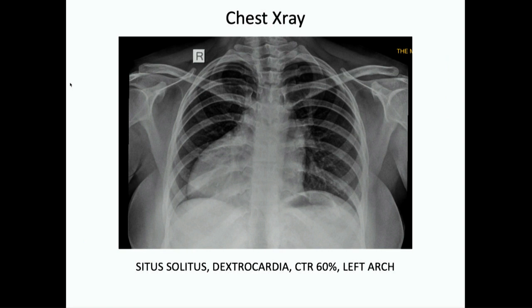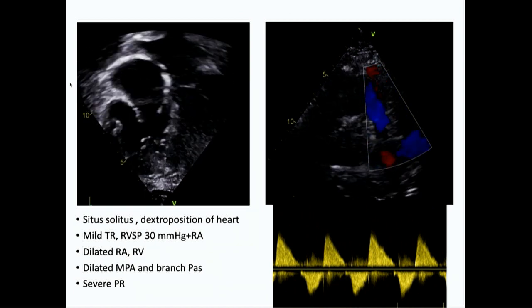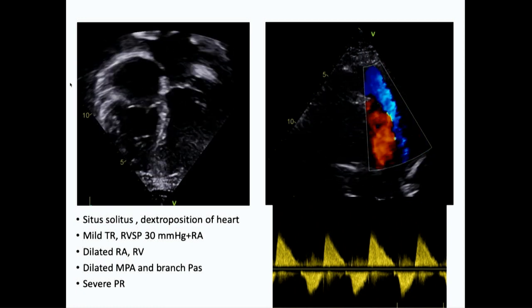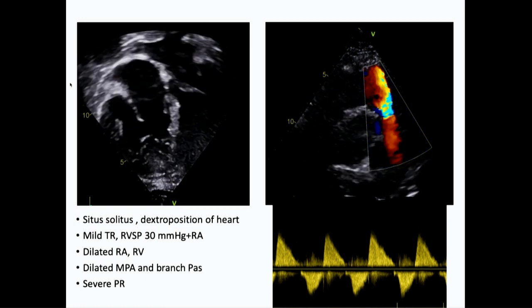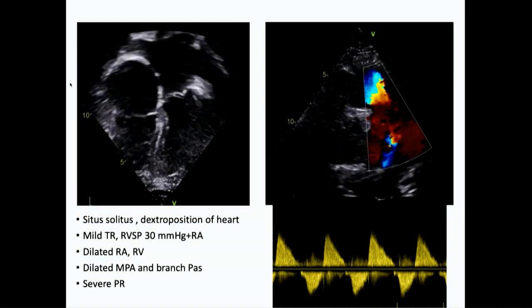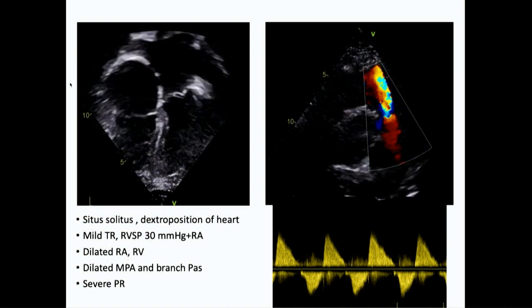This is her chest X-ray, which is showing situs solitus, dextrocardia with a CTR or cardiothoracic ratio of 60%, and we can also see that the arch is left. This is her thoracic echo, which is showing situs solitus with dextroposition of the heart. There is mild TR with RVSP of 30 plus RA, and the RA-RV, as you can see, is dilated, and there is borderline RV dysfunction.